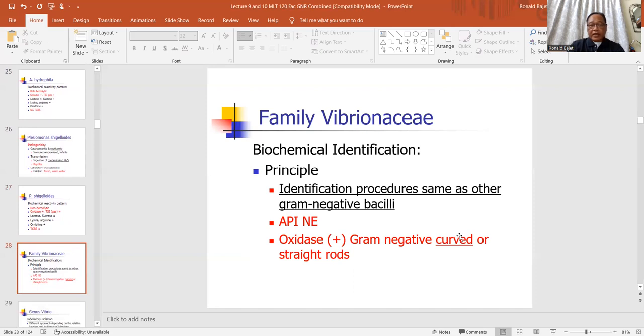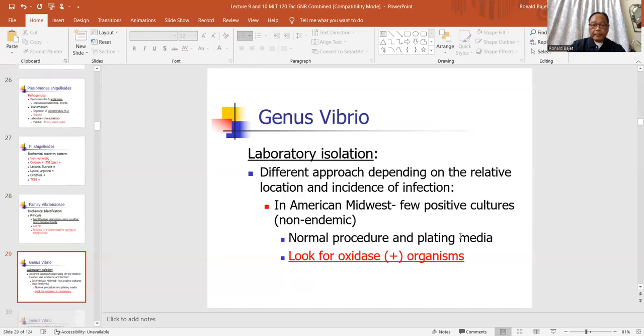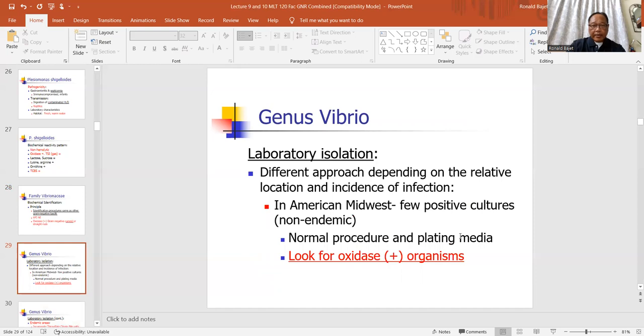Okay, for identification, the API 20NE, as opposed to the 20E, is utilized. It's for non-fermenters, okay? The oxidase-positive organisms are used on the API 20NE, non-Enterobacteriaceae. Again, Vibrio cholera or the Vibrio species are oxidase positive organisms. Let me see. Let me bring up a few positive cultures. So you just need to isolate it.